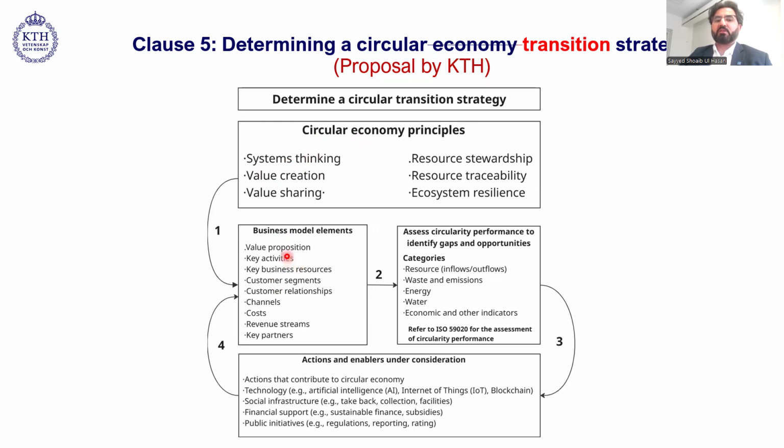And based on the circular economy principles, companies should evaluate their business model elements to see which elements are lacking the integration of circular economy principles, where they should act, for example. So you assess your business model elements in light of the circular economy principles. And then in step 2, you assess the circular economy performance to identify gaps and opportunities. In step 3, based on the identified gaps and opportunities, you select actions and enablers that should be implemented and that can contribute to circular economy and that can address those gaps and opportunities. And in the final step 4, you map those actions and enablers to the business model elements.